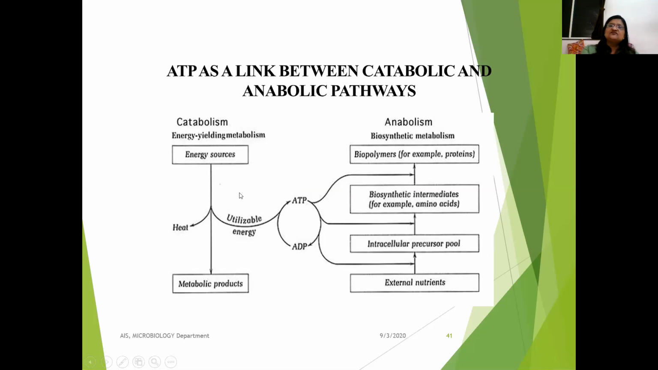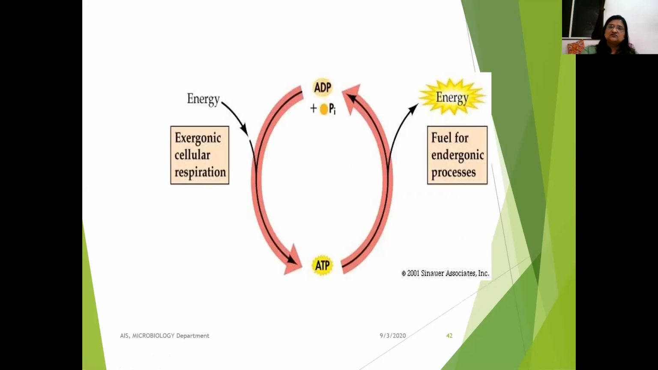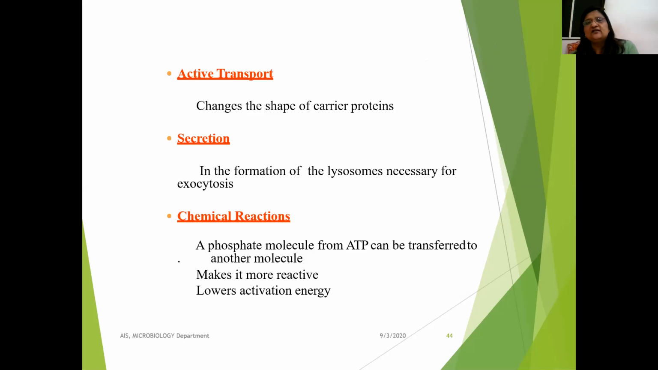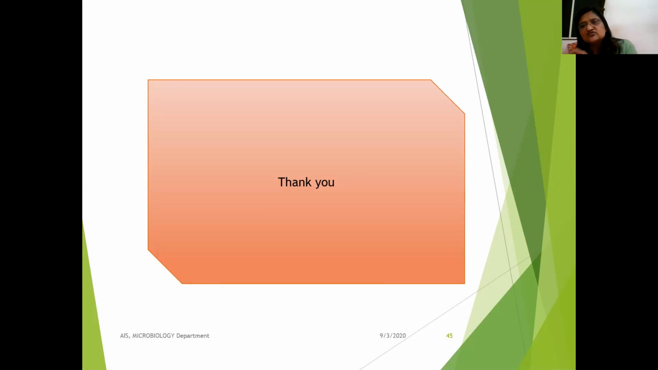This is the overall link of ATP between the catabolic and anabolic pathways. Means one reaction utilizes ATP, and another reaction releases the energy. This one we have also seen. Now, in summary, we'll see the functions of ATP. It is involved in movement, in mobility, in the metabolic activities of the cell, active transport of molecules or salts, and secretion of something outside the cells. All the chemical reactions are mediated in organisms by using ATP.